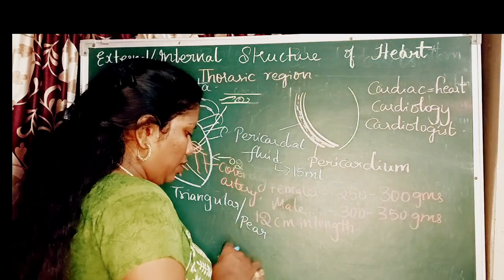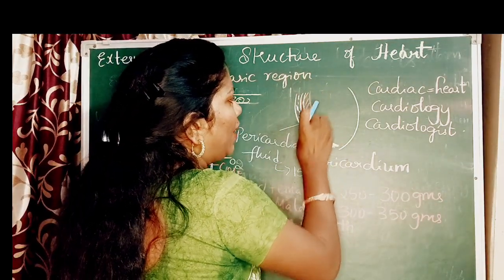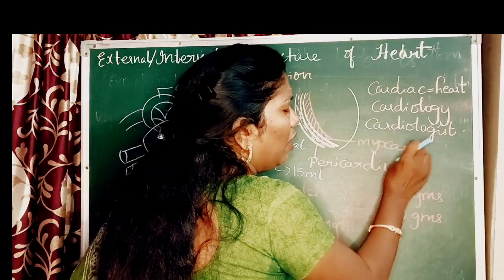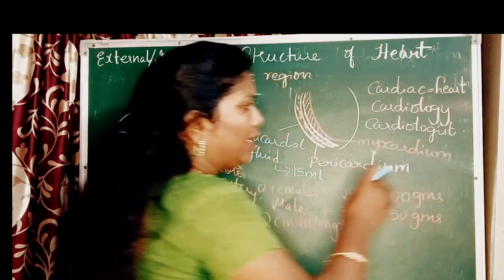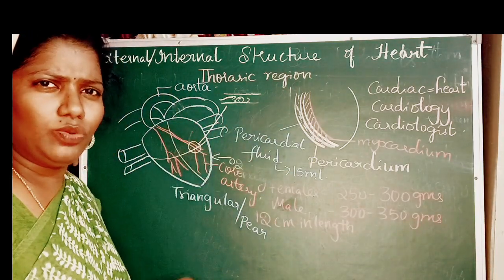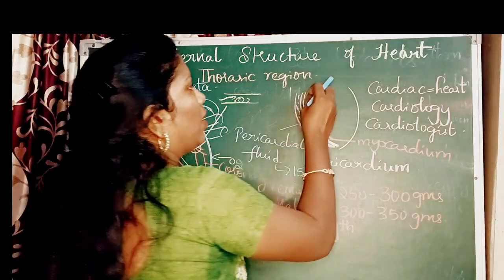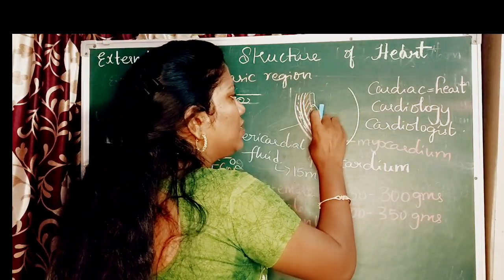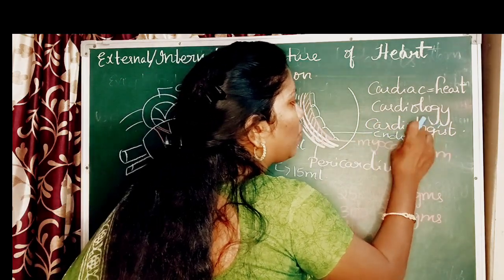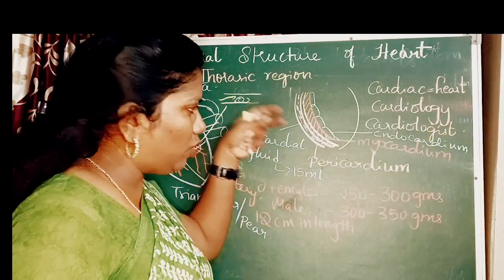After that, there is a layer called myocardium, which is completely made up of muscle. This is myocardium. This layer requires more oxygen. These coronary arteries are going to send more blood to these walls of the heart, to this layer. And above this, there is one more layer called endocardium. This is endocardium, a single layer. So there are 3 layers surrounding the heart. Pericardium is the outermost layer.